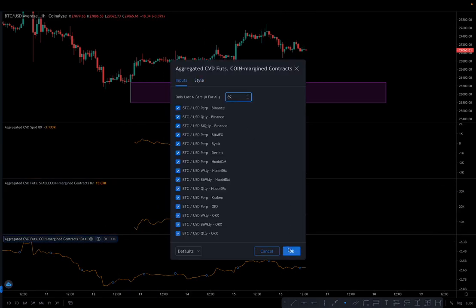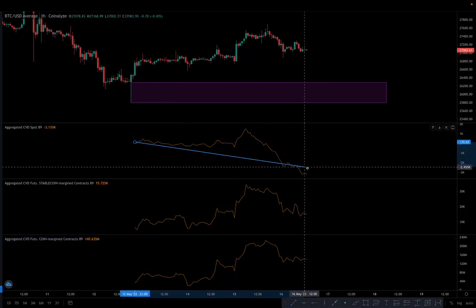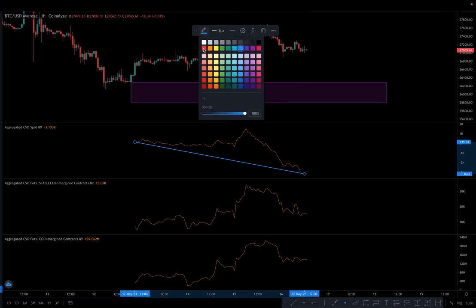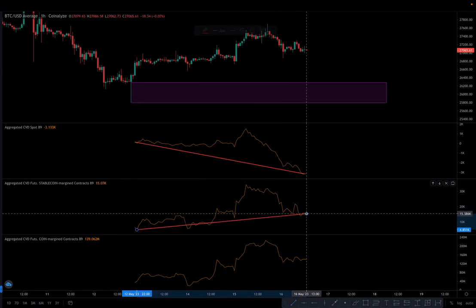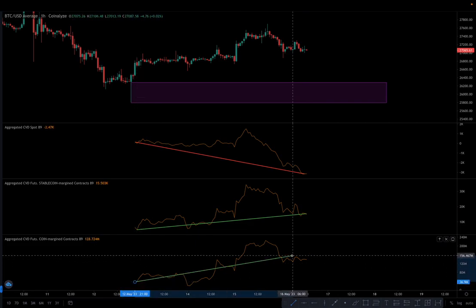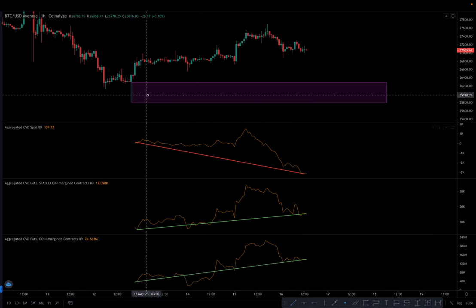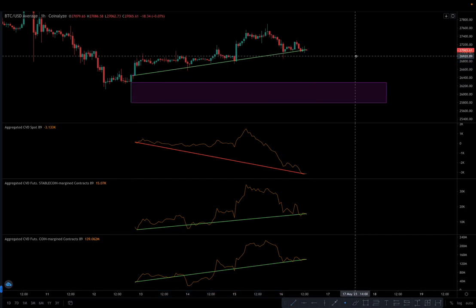and we look for any discrepancies. And what do we see? We see a nice divergence. There we have spot CVD is down. Futures, on the other hand, is up. And it's up on both futures. Meanwhile, the price of BTC, since here, is also up. So price is up, and it's driven by futures. Now we can really clearly see this. Price is up, it's driven by futures, spot are selling.